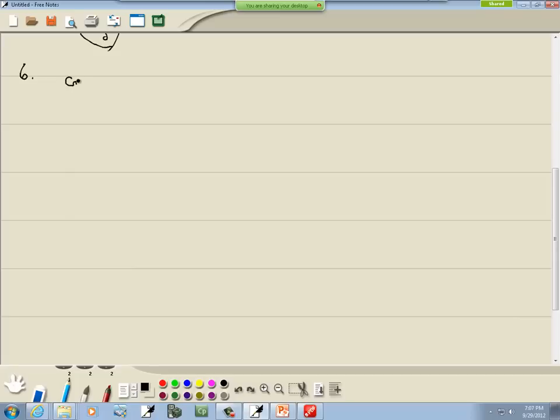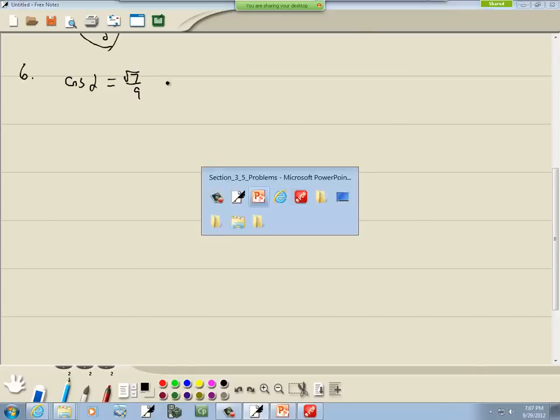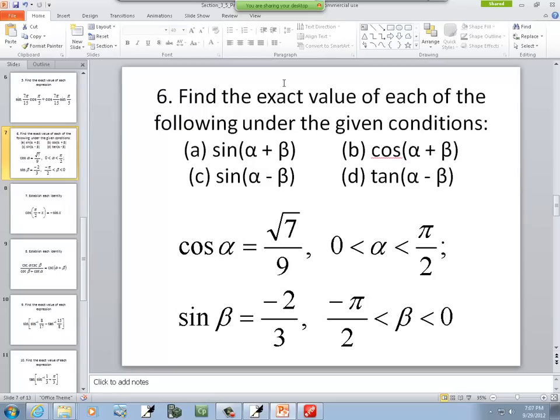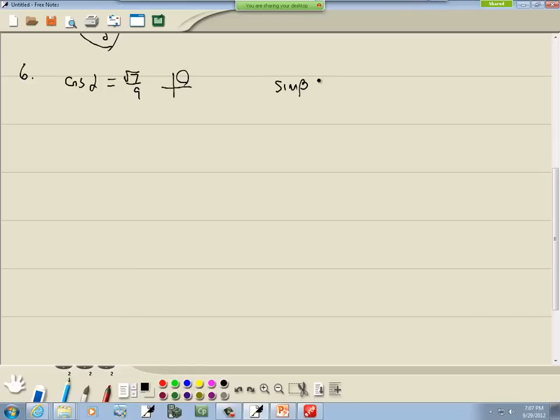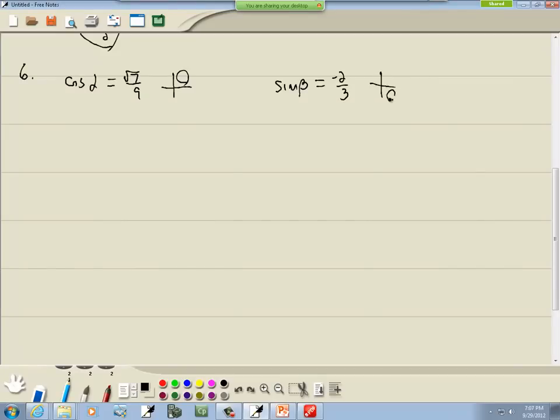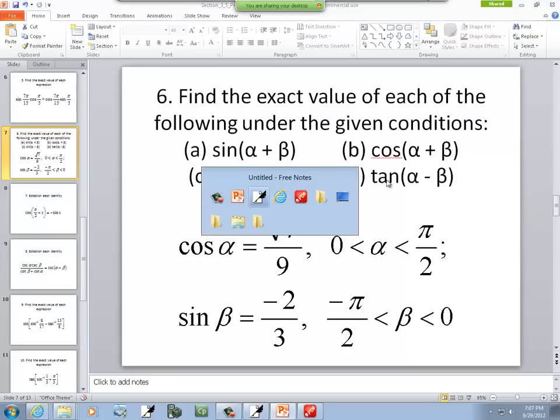Okay, so we're given cosine alpha is equal to square root of 7 over 9, and it's in quadrant 1. Okay, and then they give us sine beta is equal to negative 2/3, and it's going to fall in quadrant 4. Now they're asking us to find sine alpha plus beta, sine alpha minus beta, cosine alpha plus beta, and tangent alpha minus beta.